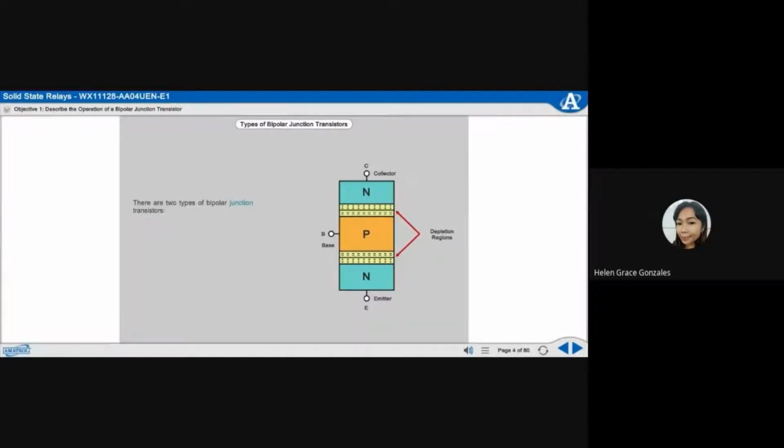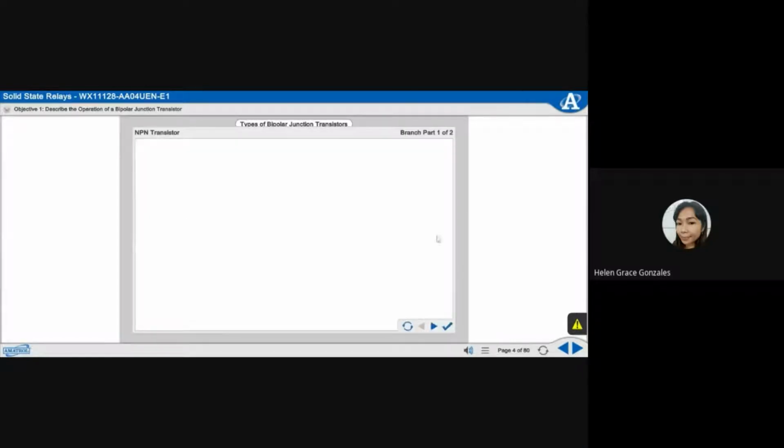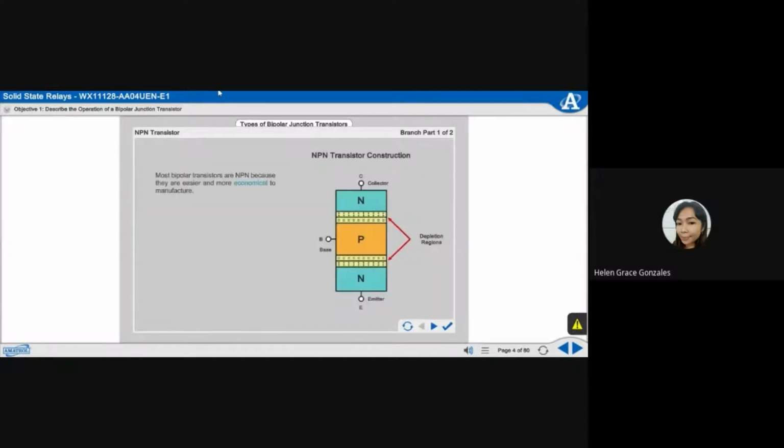There are two types of bipolar junction transistors: NPN transistor and PNP transistor. Most bipolar transistors are NPN because they are easier and more economical to manufacture. An NPN transistor uses a layer of p-type semiconductor material between two layers of n-type semiconductor material. It has two depletion regions, one at each junction of the p-type and n-type material.